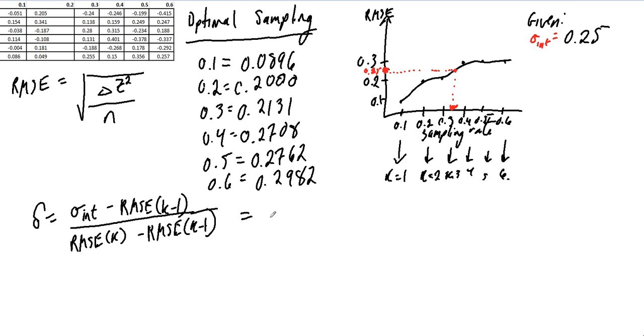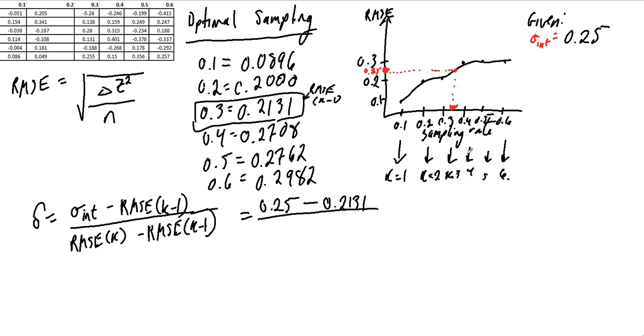So we're going to put that into our formula. We have sigma int, which is 0.25, minus the RMSE at k minus 1. k is always going to be the top one, so we know that k is equal to 4. That's the top one, so I have to go down to k equals 3 and find out what that value was. k equals 3 is 0.2131. That is the RMSE at k minus 1. So I have 0.25 minus 0.2131.